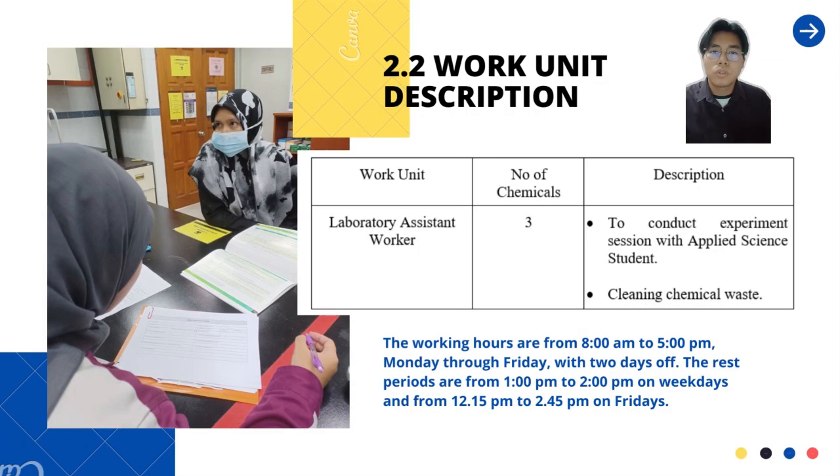Next, we will go through section 2.2, which is the work unit description. From the slide, we can determine that the work unit we have determined is the laboratory assistant worker. The number of chemicals will be 3, and the description of the work unit is to conduct experiment sessions with applied science students, and lastly, cleaning chemical waste.